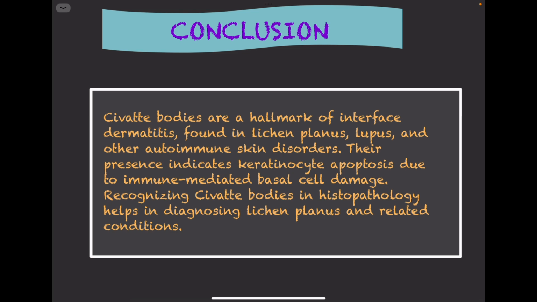Your civatte bodies are a hallmark of interface dermatitis. These are particularly found in immune mediated reactions such as in lichen planus, lupus erythematosus and any other type of autoimmune skin disorders. Their presence is basically indicative of keratinocytic apoptosis, particularly of the basal keratinocytes, and this is due to immune mediated basal cell damage, right? Particularly your T cell mediated cytotoxicity.